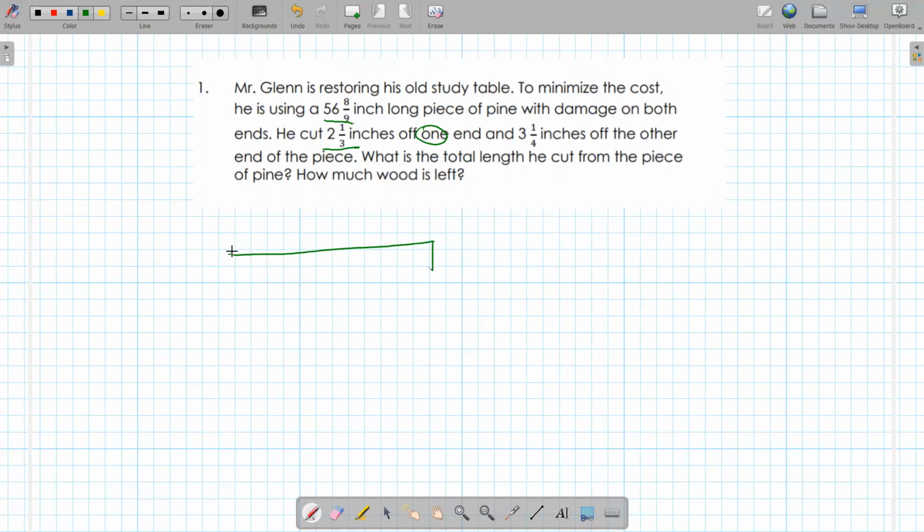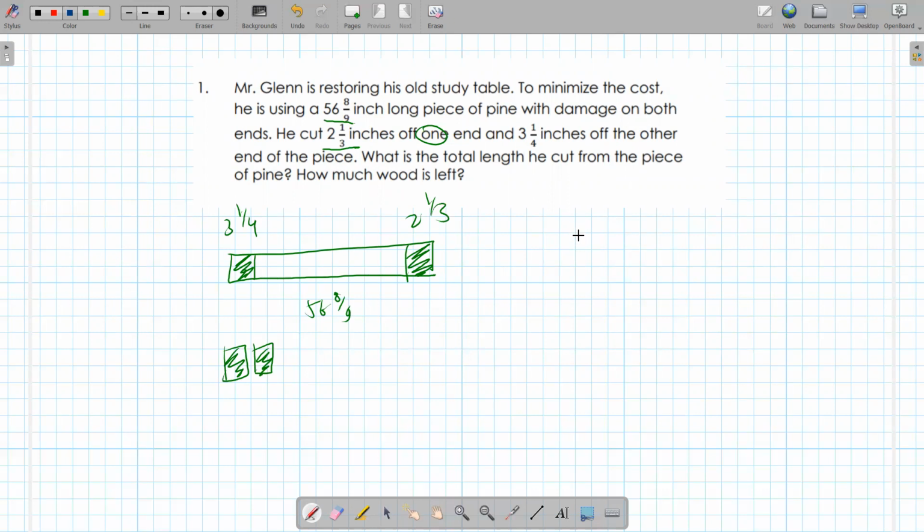Do you understand the question? So this is 56 and 8/9 inches. And then he cut this away, 2 1/3, and from the other side he cut this away, which is 3 1/4. So the question's asking how much are these chunks that he cut and how much wood is left? Do you just add those two chunks?